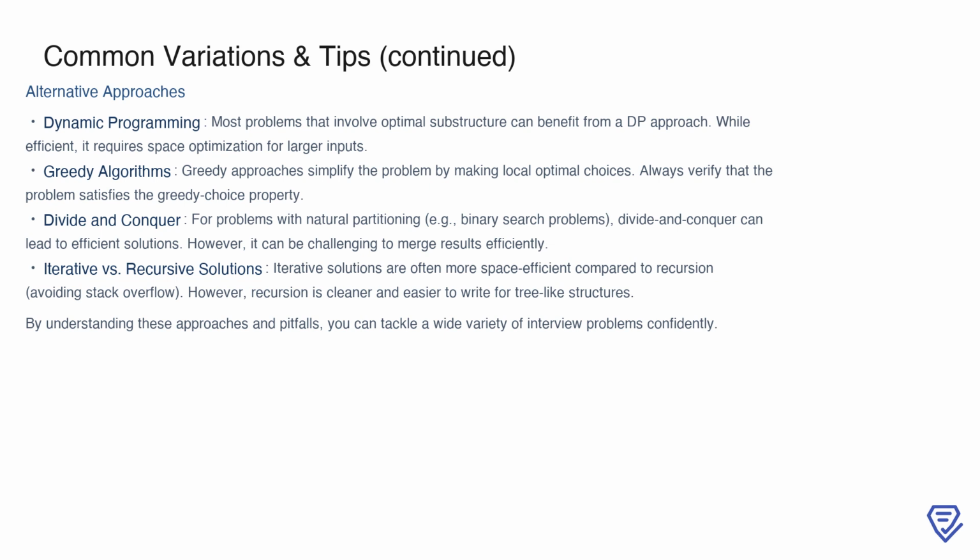Dynamic programming is a powerful method for problems with optimal substructure, but it's essential to optimize space usage for large inputs to maintain efficiency. Greedy algorithms, on the other hand, can simplify problems by making locally optimal choices at each step. However, you must ensure the problem satisfies the greedy choice property before relying on such methods.